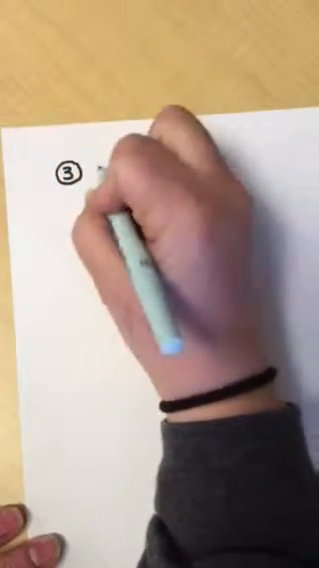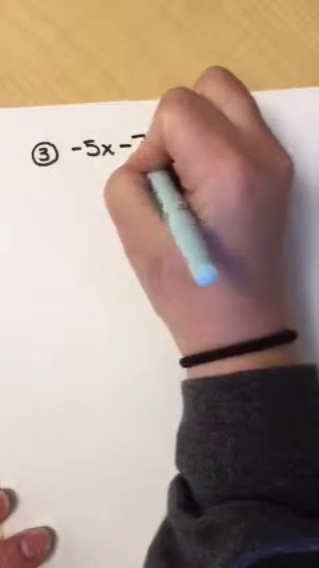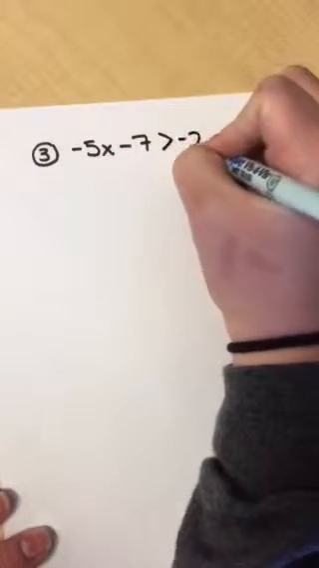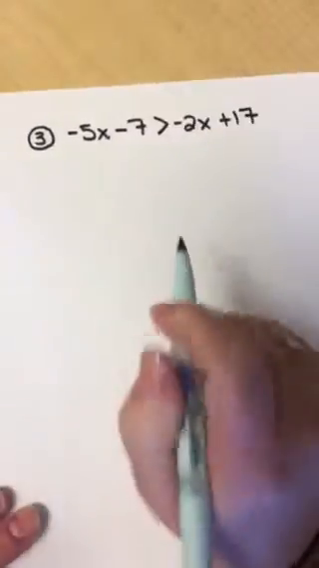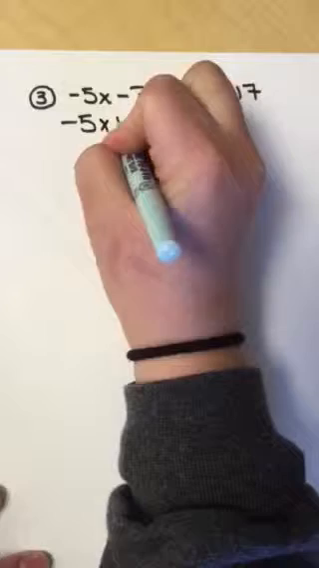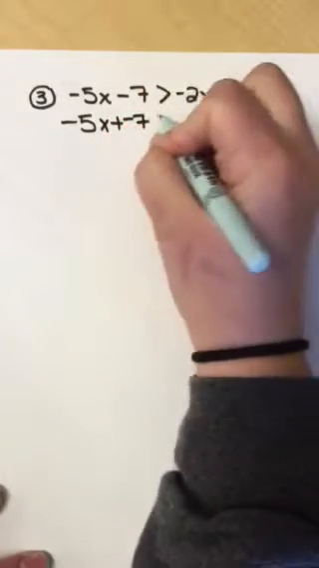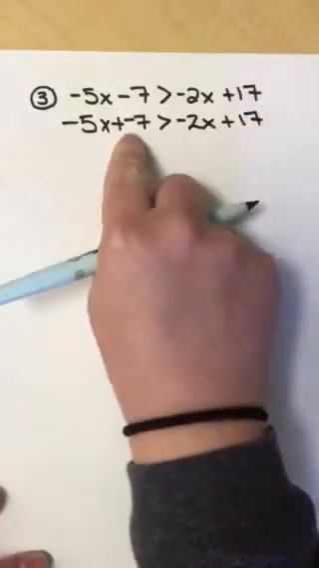Example 3. I'm just going to copy it down. Negative 5x minus a 7 is greater than negative 2x plus my 17. This is no different than what we were doing where there's an equal sign here. We have to put the apples with the apples and the oranges with the oranges. So first thing I'm going to do is with all these negative signs, I'm going to put plus a negative 7 so that we know it's a negative.